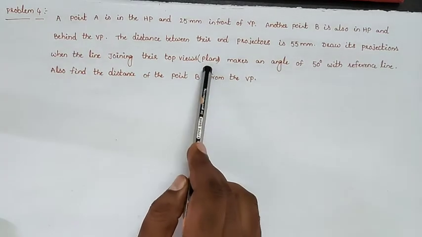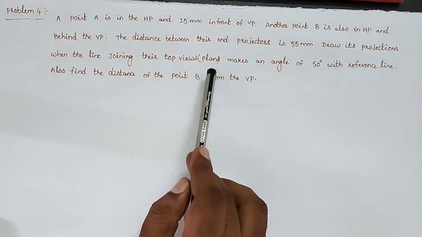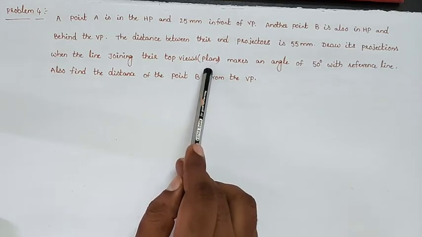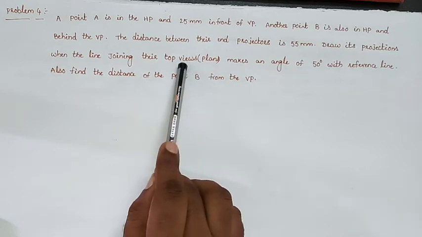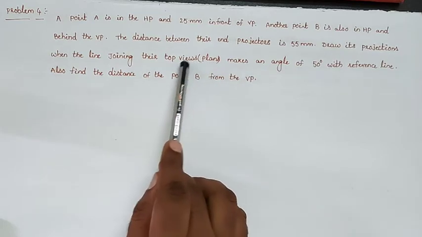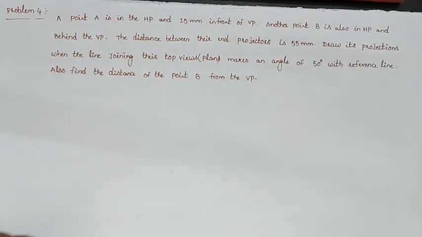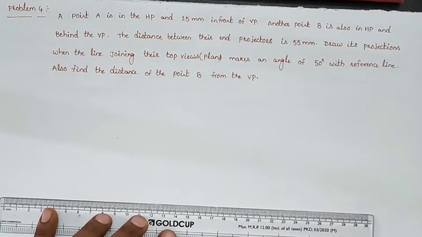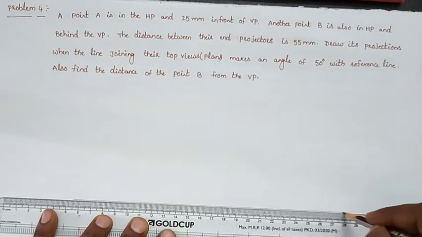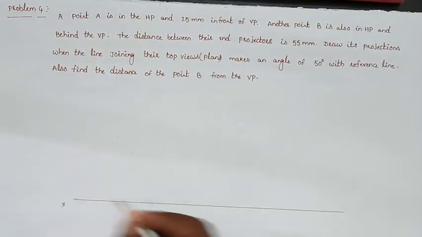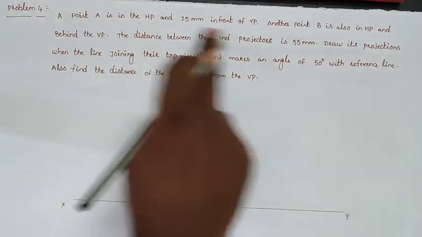So sometimes they give the plan or elevation. Elevation means we can call it the front view or the side view, and plan means we will draw the top view. Plan makes an angle means the top view makes an angle. So first of all we will draw the reference line, and by drawing the reference line we will draw the projections one by one.